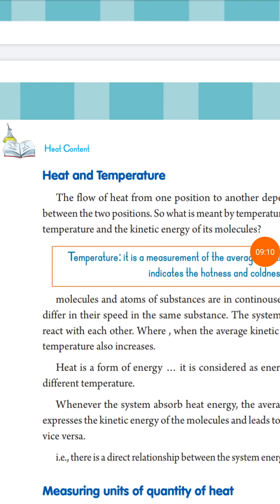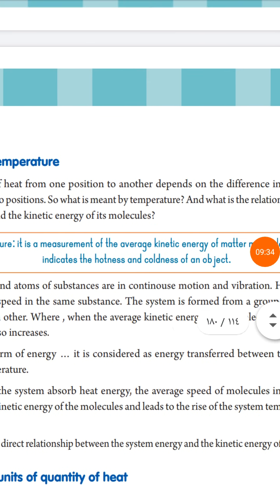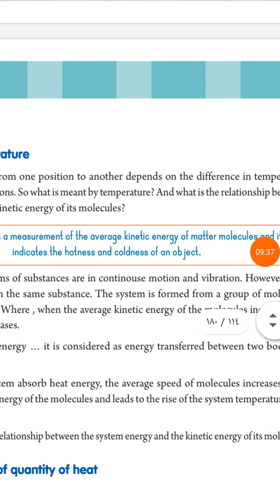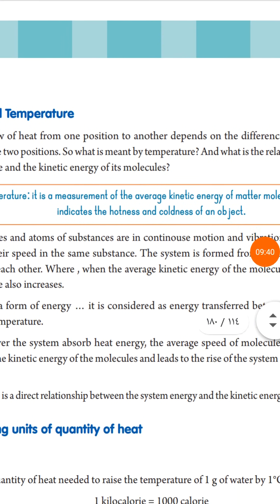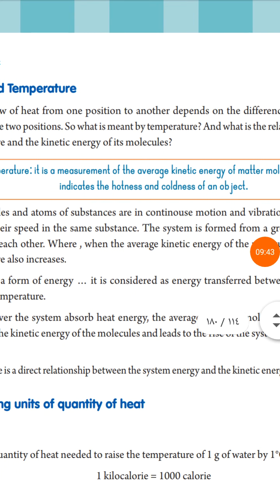Heat, a form of energy, transfers from a position higher in temperature to a position lower in temperature. This means the flow of heat from one object to another, between two bodies, depends on the difference in temperature, and the heat will stop transferring when the two objects or bodies are equal in temperature. While temperature is a measurement of the average kinetic energy of the molecules of matter, and it indicates the hotness or coldness of an object.